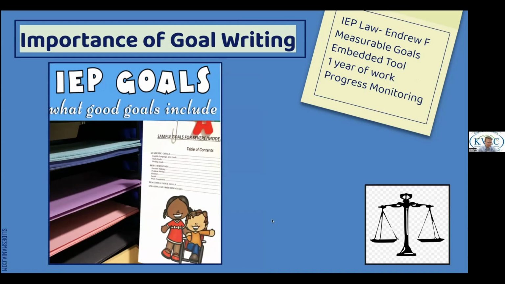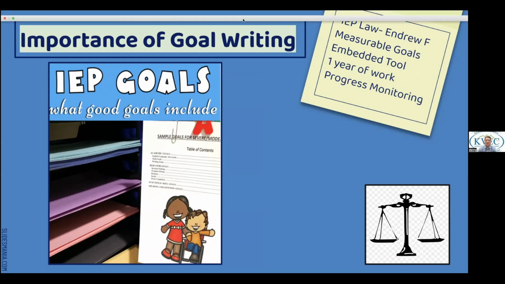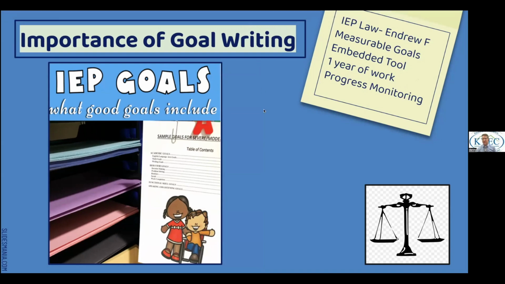One of the things we always talk about when writing goals, when we're considering students and the deficits and needs they have, is the Andrew F. case. The Andrew F. case talks about the substance of the IEP. It asks, can we prove that the student is making progress?